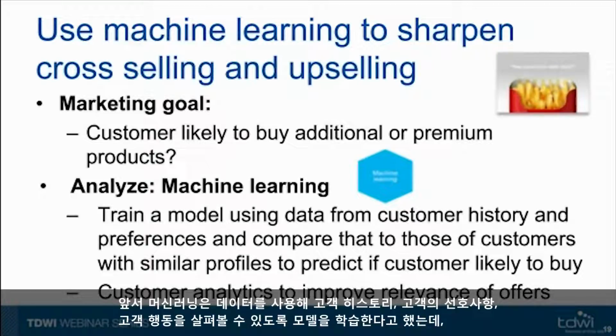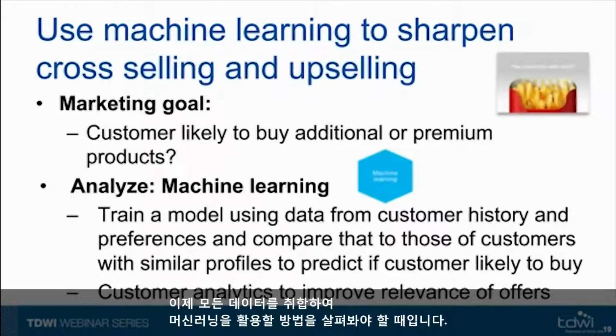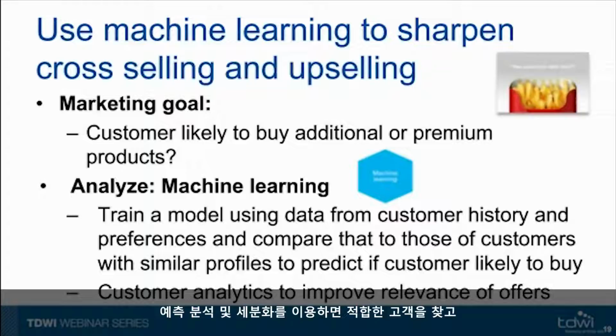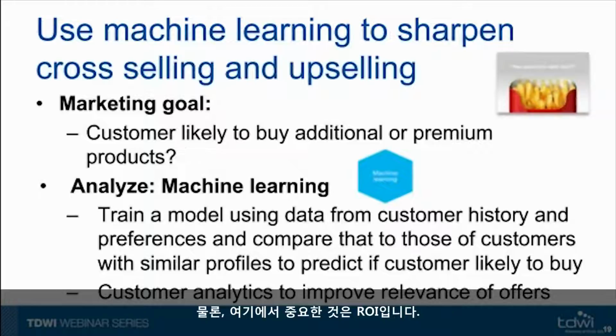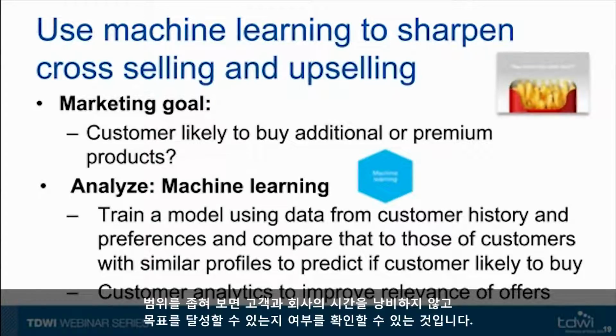Pull all that data together and then use machine learning, as Fern mentioned when describing machine learning, to train models to use the data, look at customer history, look at the preferences, look at what's happened before, and use predictive analytics and things like segmentation to find the right customer and match the customer with the cross-sell or upsell proposal. And of course, the big point here is again ROI, to see if you can narrow it down so that you're not wasting the customer's time and the company's time, and are more likely to hit the target.